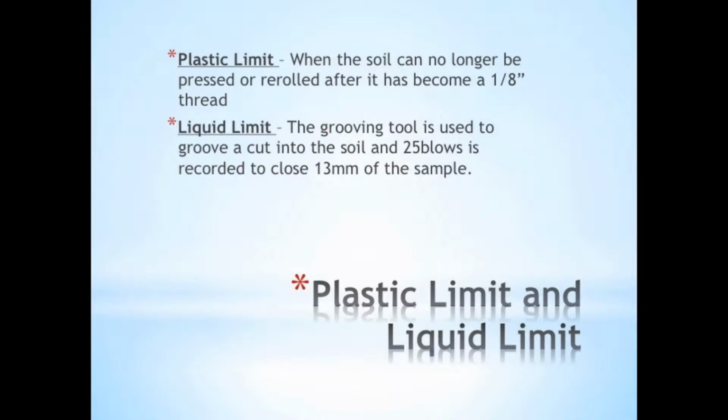Just a quick overview of the definition of plastic limit relative to the test. The plastic limit is defined as when the soil can no longer be rolled or pressed after it has become a 1/8 of an inch thread. At this point, the soil is considered to be between its semi-solid and plastic states. We will use the glass ground plate to wick moisture away from the sample to achieve this soil state.